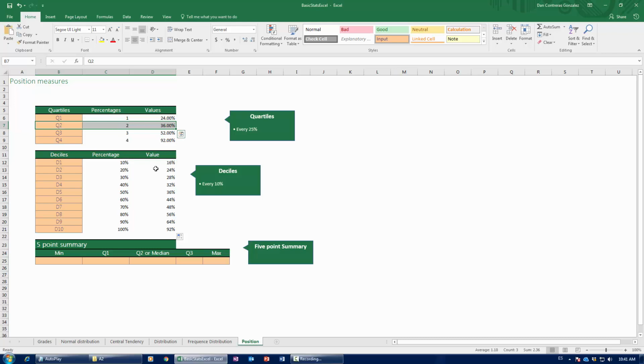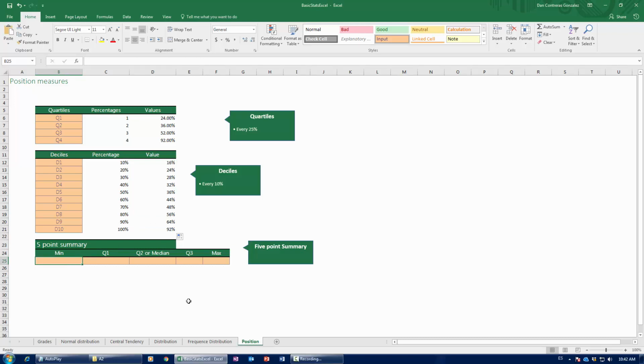And notice how in order to be in the top 10% of Excel users, at least those who took that exam, you just have to get a grade above 64%, which is a very low bar. It's a very low hurdle to jump over. So that would be the deciles. Now, finally, and this is something that I don't think anybody uses anymore, it's the 5-point summary.